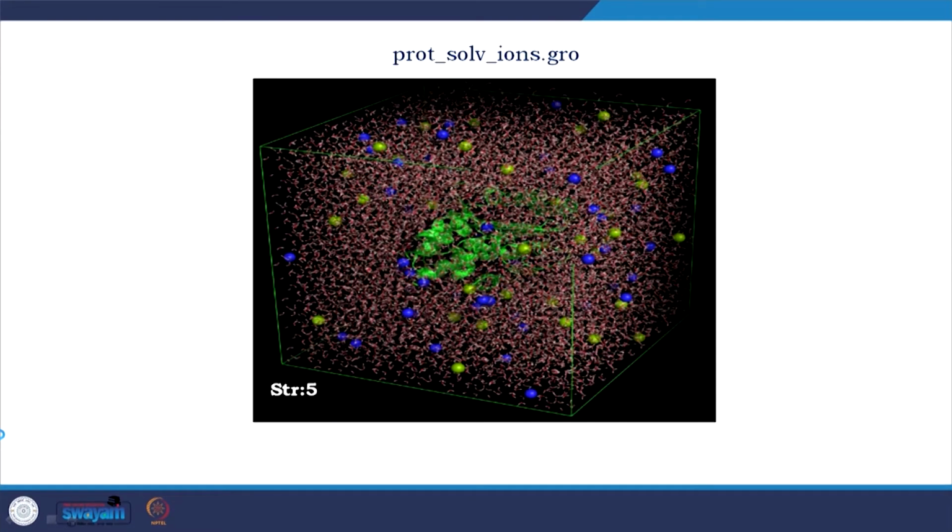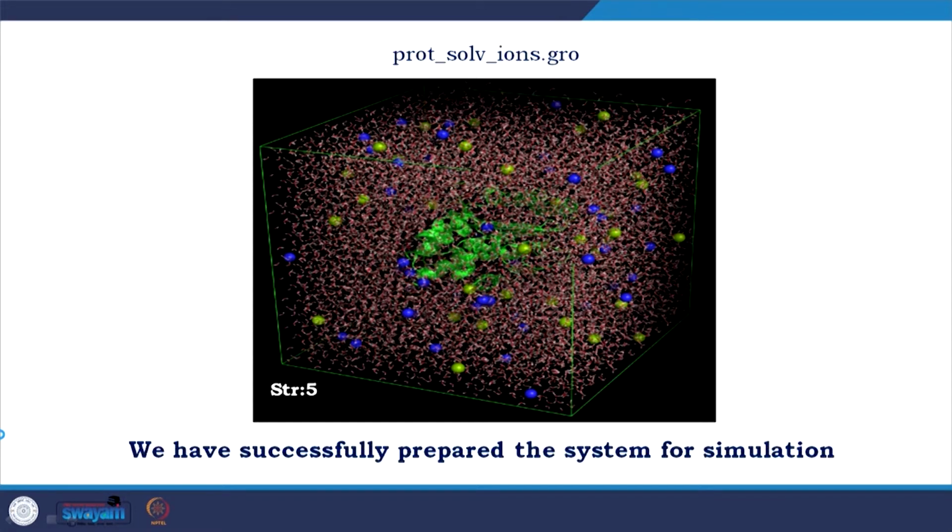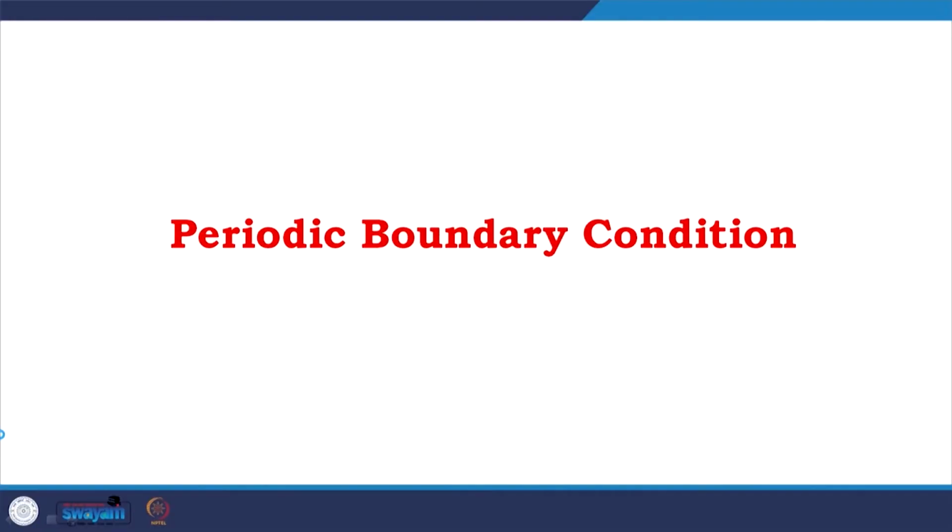In the previous class we prepared protein_solv_ions.gro. That is the setup where you get the protein, you get the solvent, you get the box generated, and you get the ions. Now we will proceed from that, but before going into it, there are certain things which should be discussed in detail, and one of them is periodic boundary condition.